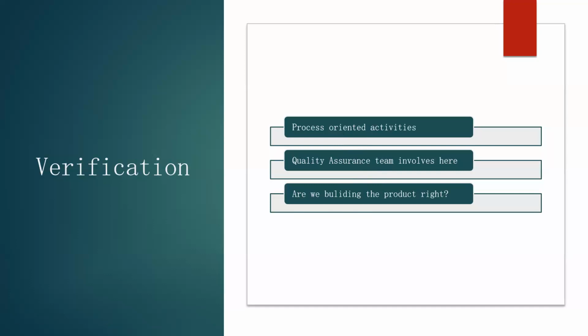In simple terms, they always say, are we building the product right? So having a set of instructions and a set of processes to always ensure that the product is being built in the right way is called verification.